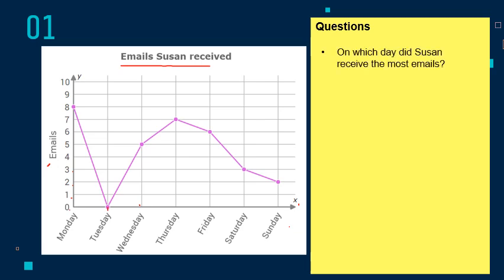Okay, my first question, on which day did Susan receive the most emails? Well, I look at my line graph. I go to my y-axis because that tells me the number of emails. Here, 8 is the highest value, and it was on a Monday. So Monday. On which day did she receive the least emails? Well, I want to go to my lowest value, which is down here. It's Tuesday.